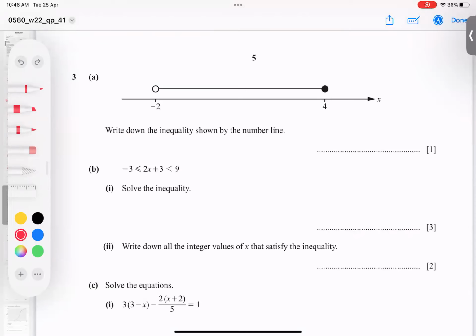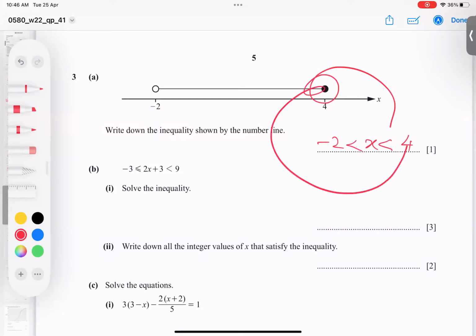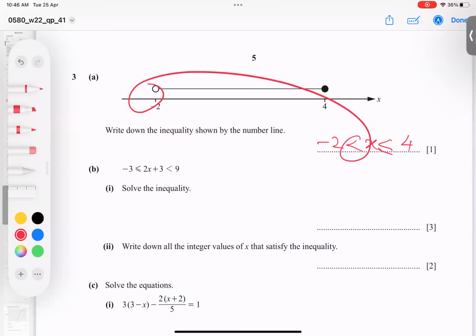In question number 3, what is the condition here? Write down the inequality shown on the number line. This is a filled circle, this is unfilled. It is 4 and -2. So first of all, write 4 and -2 and x this way. Now, because it is filled, I will put an equal sign also. But here, no fill, I will leave it empty. So this is my final answer. And let's go for the next part.